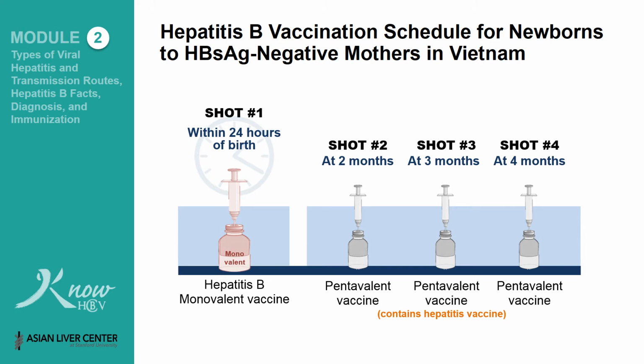After the first shot, the baby should then complete the hepatitis B vaccination series with the pentavalent vaccine given at ages 2 months, 3 months, and 4 months in order to obtain long-term immunity. There is no need to perform hepatitis B blood tests after vaccination in babies born to HBsAg negative mothers.